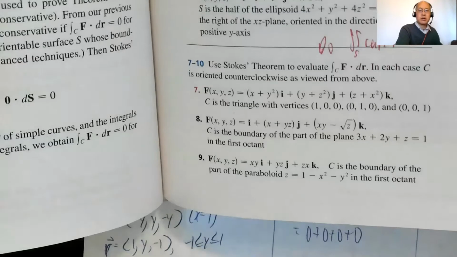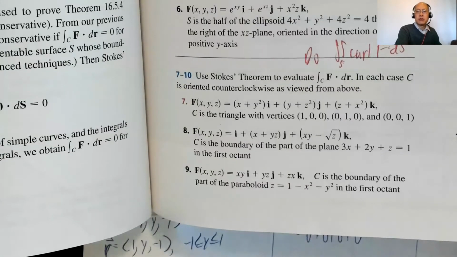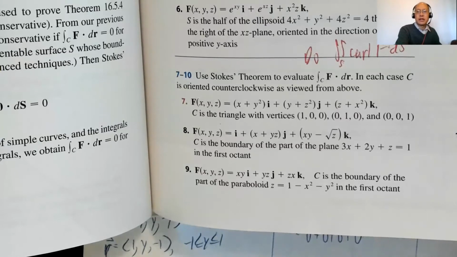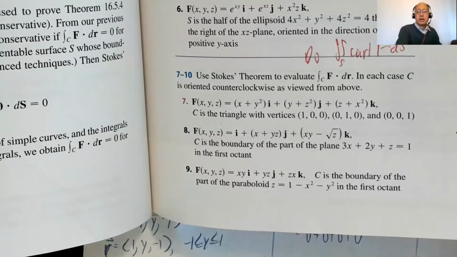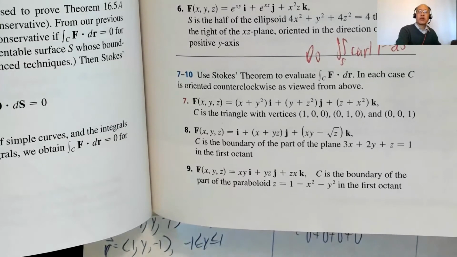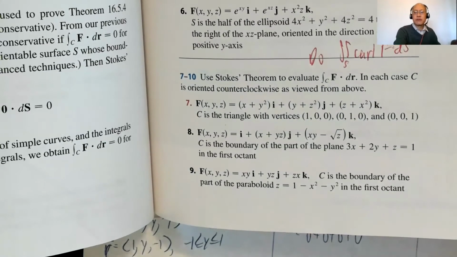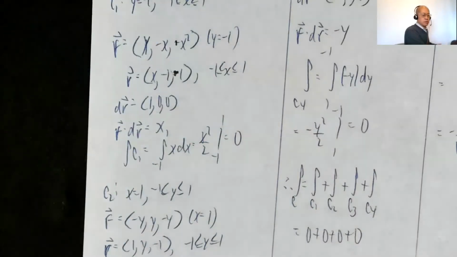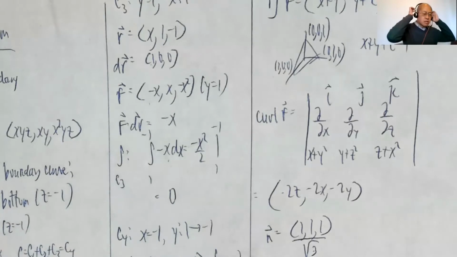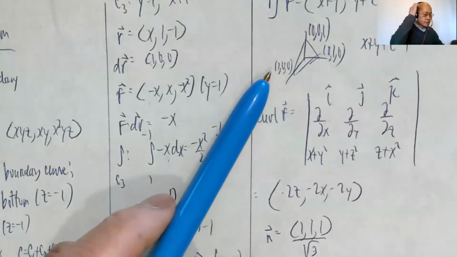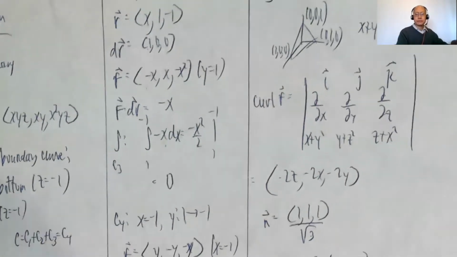Okay, number 7, they ask you to go the other way. Use Stokes' theorem to evaluate the integral of f dot dr. It means find a double integral of curl f dot dS. So number 7, you have x plus y squared, y plus z squared, z plus x squared. And C is a triangle with vertices (1,0,0), (0,1,0), (0,0,1). Looks like this. So the unit normal vector is going to be (1,1,1) over radical 3.